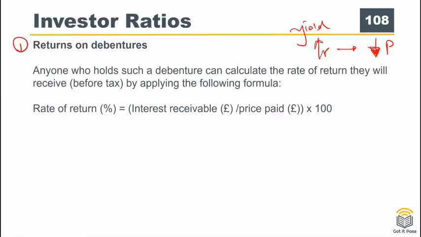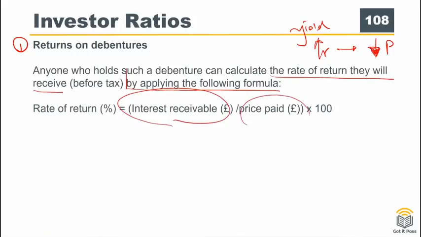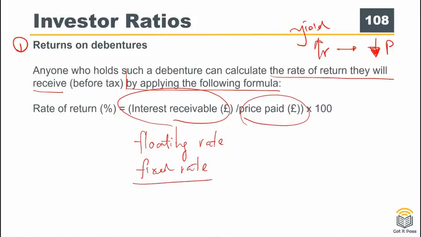And anyone who holds such a debenture can calculate the rate of return they will receive by applying the following formula here. Rate of return means the interest receivable divided by the price paid times 100. And the interest receivable may be a floating rate note or a fixed rate note. A lot of the examples we shared with you before are about a fixed rate note. For a fixed rate note, the interest receivable is fixed, and you will be given the price in the questions to calculate the rate of return of buying debentures.